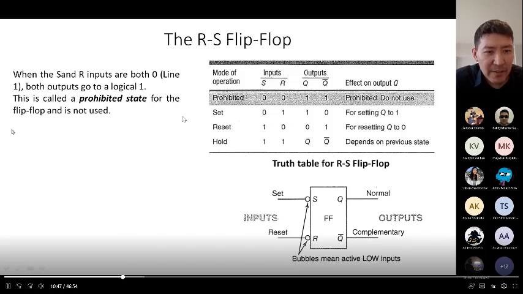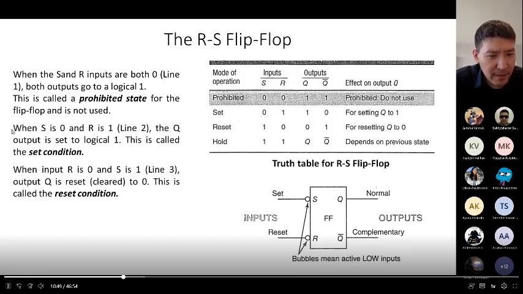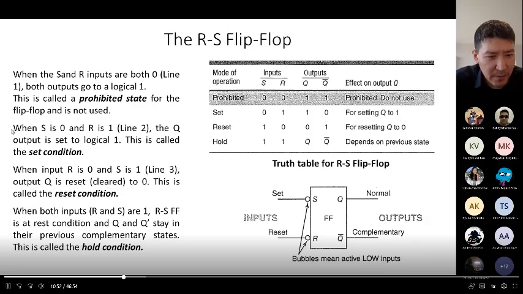Actually, you do not need to memorize all of these notations. You need to understand what a prohibited state is, because you do not use the flip-flop in the prohibited state. You need to understand what the set condition, reset condition, and hold condition are.